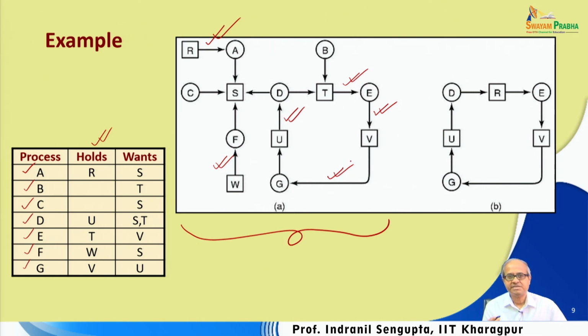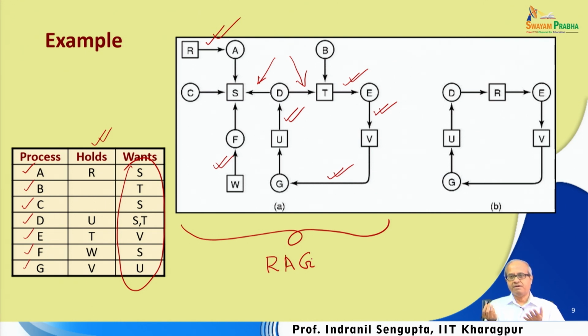And some processes are waiting for some resources, which are shown in the last column. For example, D is waiting for two resources, S and T. Look at D. D is waiting for this resource S as well as this resource T. Right. Now, given this resource allocation graph, this is your RAG. You look into the RAG and try to identify directed cycles in this graph.